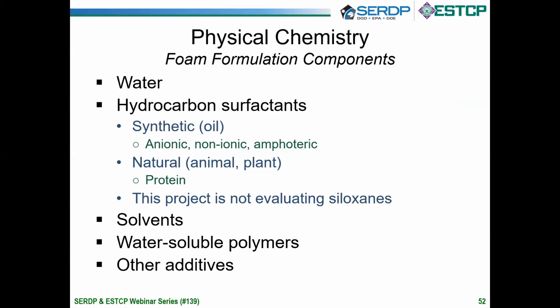And we decided from the beginning that we would not consider siloxane surfactants as part of this project. Because of the concern about biodegradability, we didn't want to replace PFAS with something else that might create a problem further down the line. They may or may not contain solvents and water-soluble polymers. Those are the key components that affect foam properties, but we also have other components such as corrosion inhibitors and pH buffers, which again, I'm not going to talk about because they're not involved in the physical chemistry and the surface chemistry.